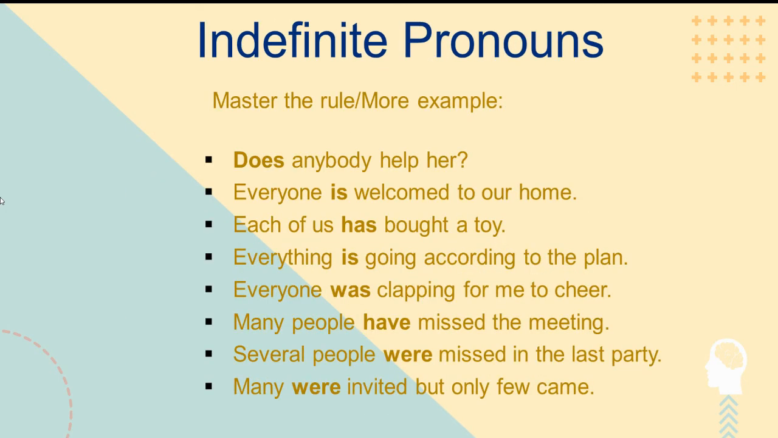As you can see, anybody, everyone, each, everything, and everyone, they take singular verb form. So does, is, has, is, was. These are all singular verb forms. In the last examples, many, several, and the last one, many, they take plural verb forms.